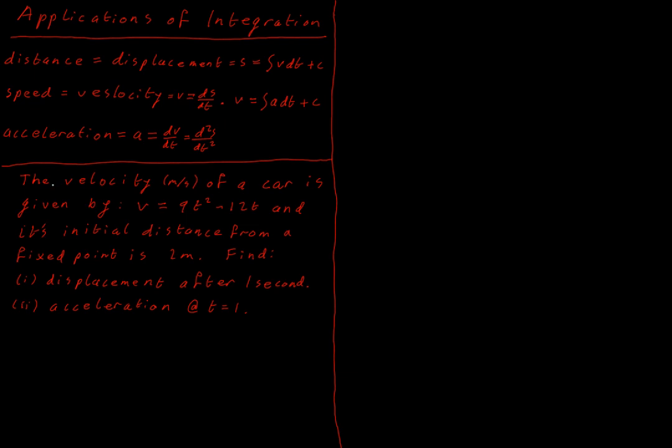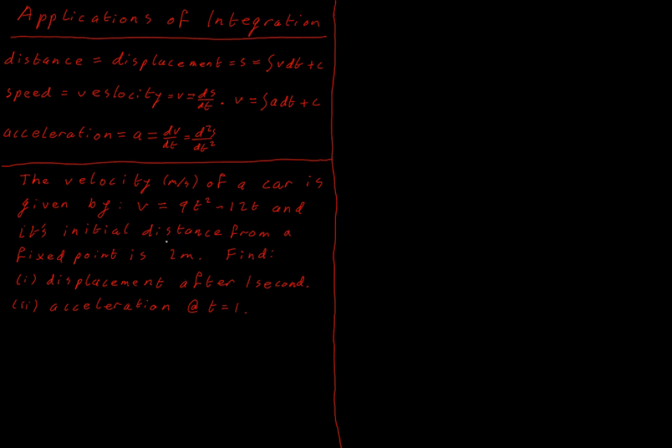Now, let's take an example of a rates of change type question that now involves some integration as well as differentiation. The velocity in meters per second of a car is given by v is equal to this, and its initial distance from a fixed point is 2 meters. You could be told its initial distance from home or its initial distance from a crossroads, some fixed point that they're expecting you to measure from, to give you a concept of where you are measuring distances from.